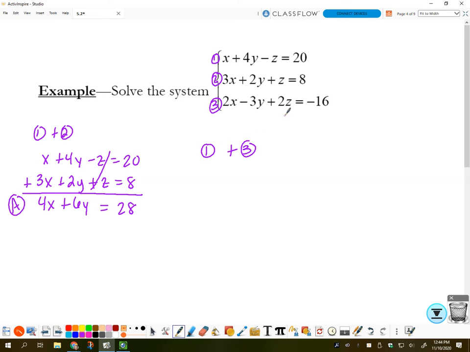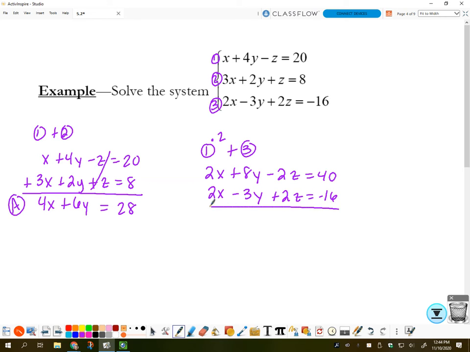If I add 1 and 3 together, I'm not going to get these to cancel unless I make this a negative 2. So I'm going to take equation 1 and times it by 2, which will give me 2x plus 8y minus 2z equals 40. I'm not going to change equation 3, so just write it down. Now when I add those together, I get 4x plus 5y equals, because those cancel, what is that, 24?